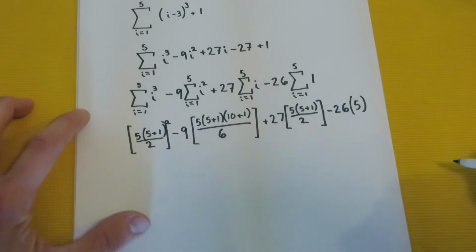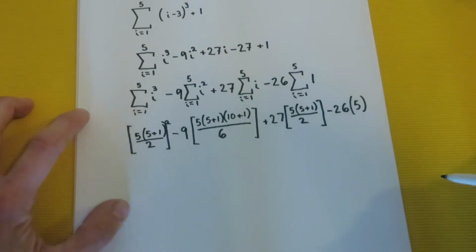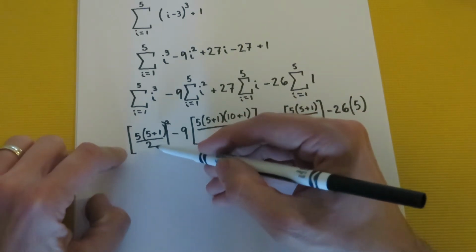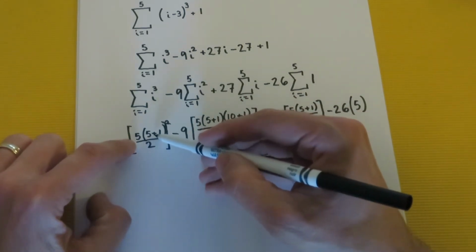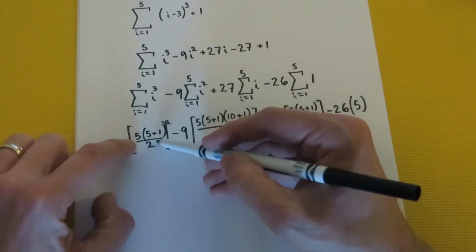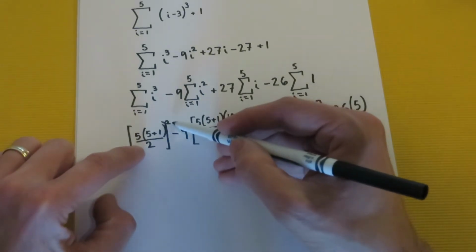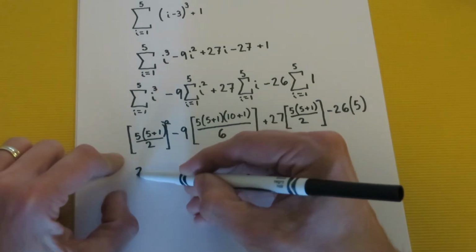Alright, for this next step we're really going to test your arithmetic skills here. We have 5 times 6, which is 30, divided by 2, which is 15. 15 squared is 225.